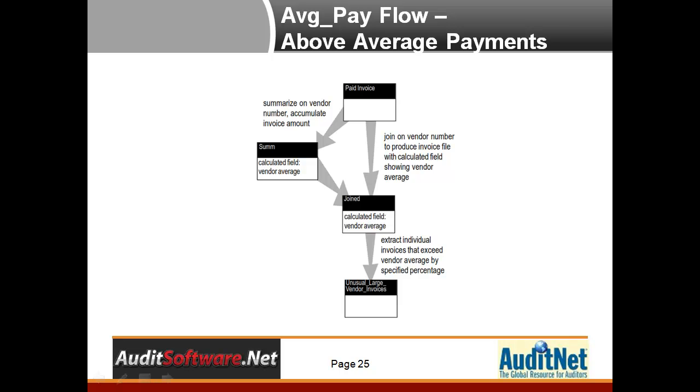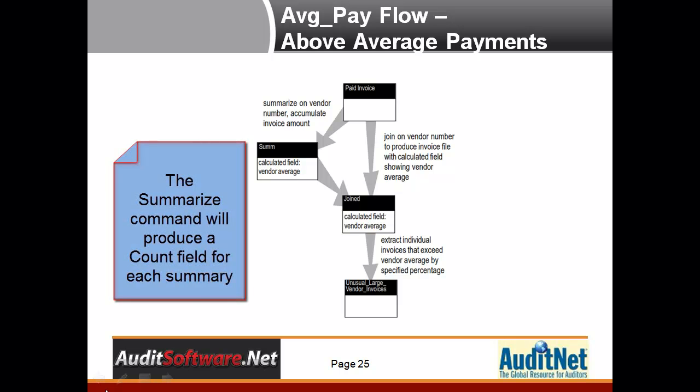The Avg Pay script flow goes as follows, and it is a little more complex than some of the scripts. What we're going to do initially is start with the paid invoice table, the table we normally use, and we summarize on the vendor number so that we can get a total invoice amount field. But what we also get whenever you do a summary is a count field so that you could divide the total amount by that count to create a calculated average field.